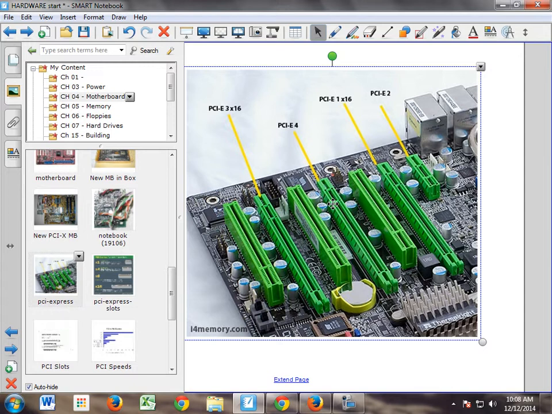Just so you know, this is a PCI X16 video card, cut down to PCI X1 size. Does it work? Yes, it works perfectly fine. Guess what? It's 16 times slower.